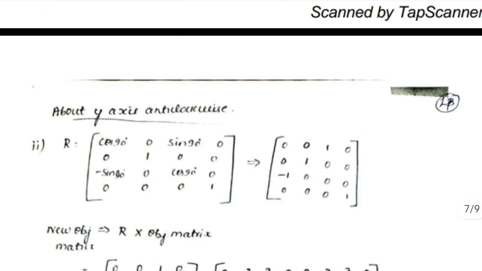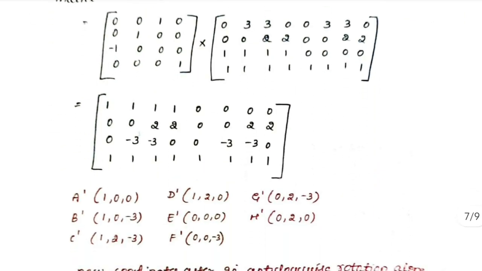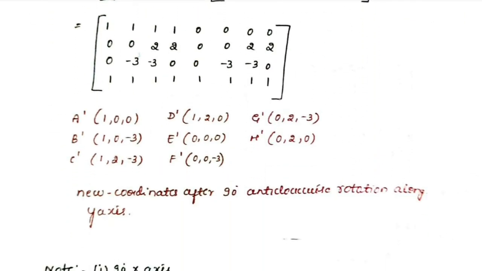Okay, and about the y axis, if they ask for anti-clockwise, you have to use the y axis matrix, and after that you will multiply with the respective points to get the new points.